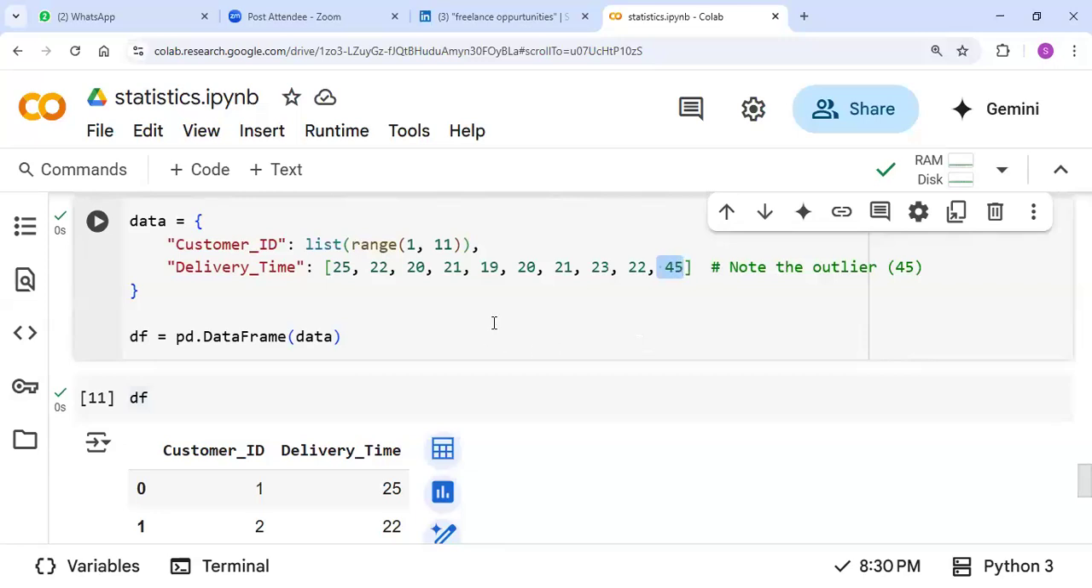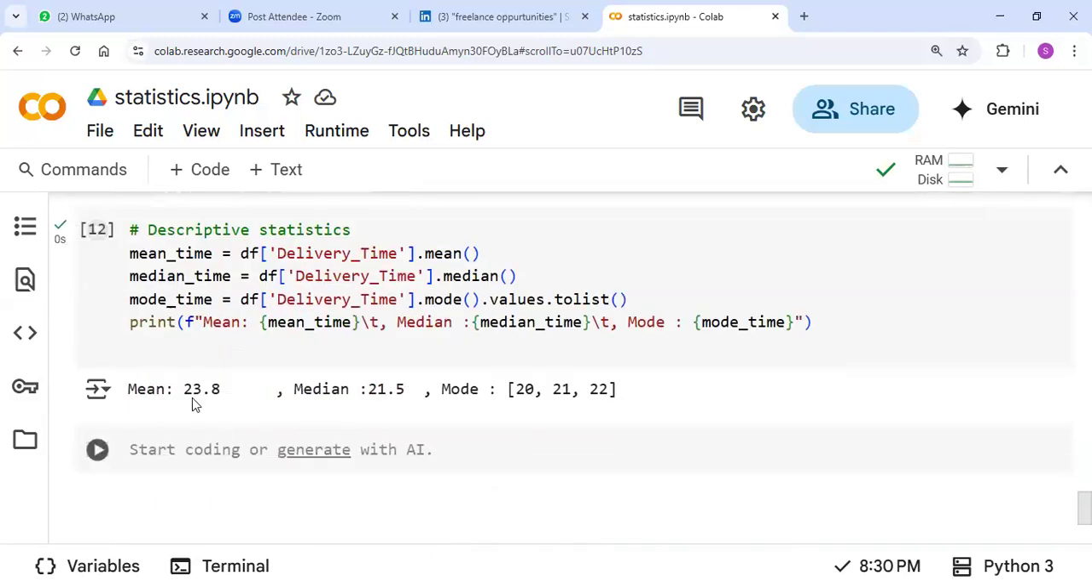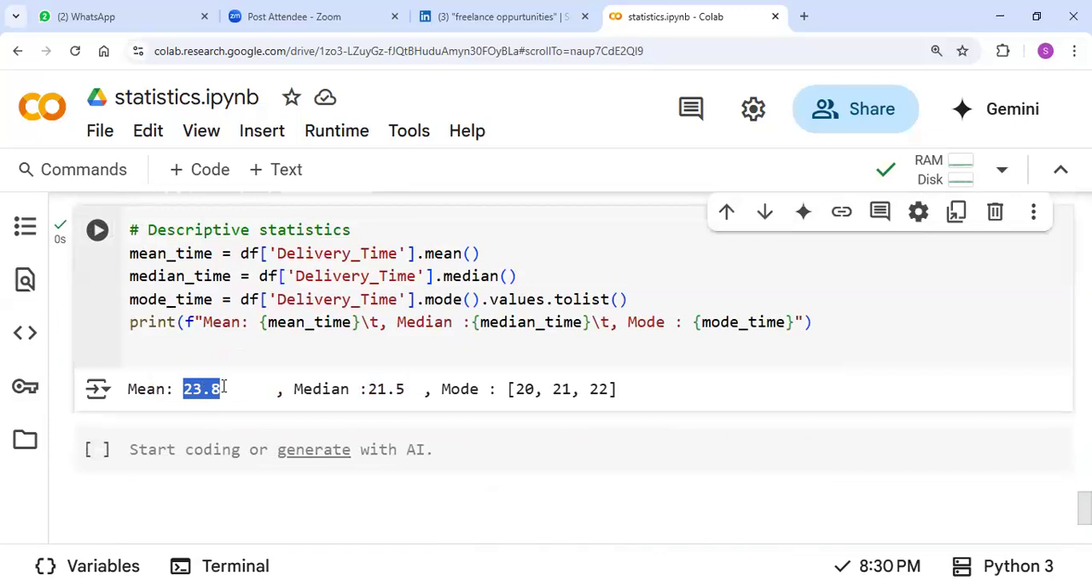So mean tells you, okay, on an average. But this average is actually deviated. But the median will always tell you the 50th percentile of your data, which represents where half of the data falls, which means half of the customers are receiving their delivery in less than 21.5 minutes. This is the interpretation you want to get. Median always tells you the half of the data set.